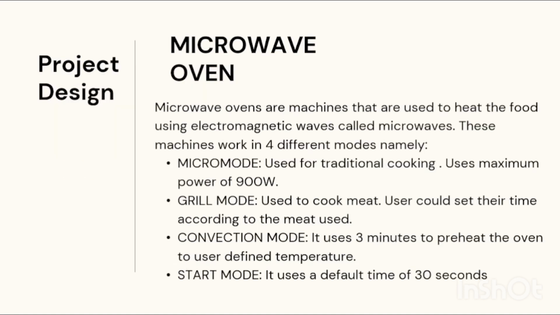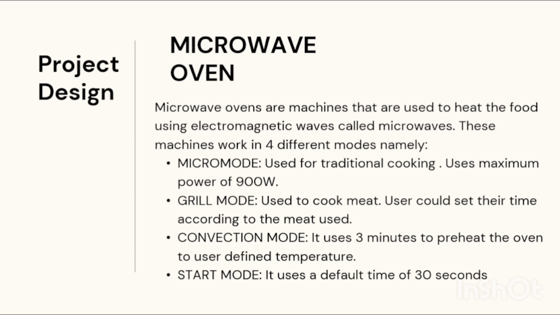Project design. This is how we designed the project. Micro oven is the project we have taken. Microwave ovens are machines that are used to heat food using electromagnetic waves. By using electromagnetic waves to heat, the name is derived as a microwave oven.